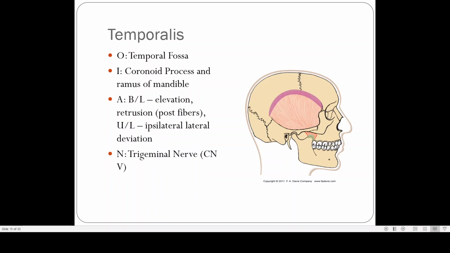So our temporalis muscle is going to come off our temporal fossa. It's going to dive below the zygomatic arch and attach on the coronoid process and the ramus of the mandible. When working together, we're going to elevate. It can help with retrusion when we look at those posterior fibers because they have an almost horizontal line of pull. They can help pull the mandible back into place. Unilaterally, they cause ipsilateral, so to the same side, lateral deviation. If you put your hand on your temporal area on either side and you pull your teeth together, clenching your teeth, you're going to feel your temporalis muscle kick into your hand. And it is cranial nerve 5, which is trigeminal nerve.